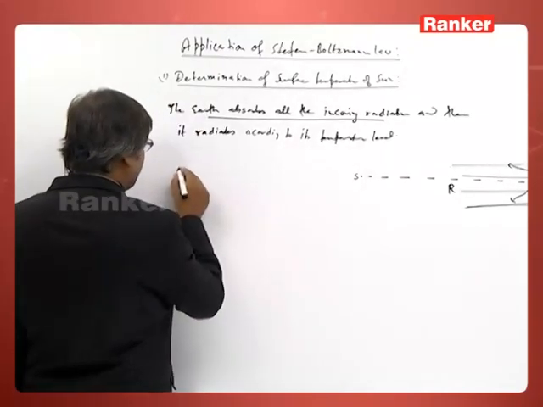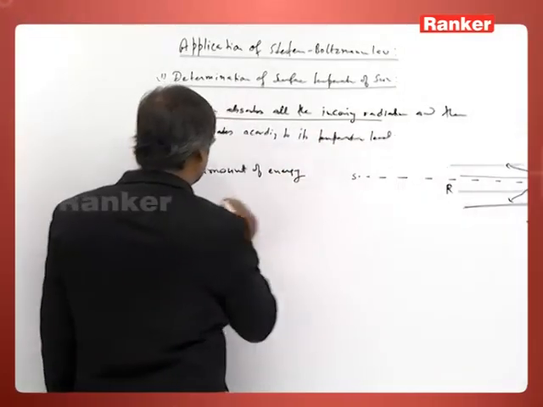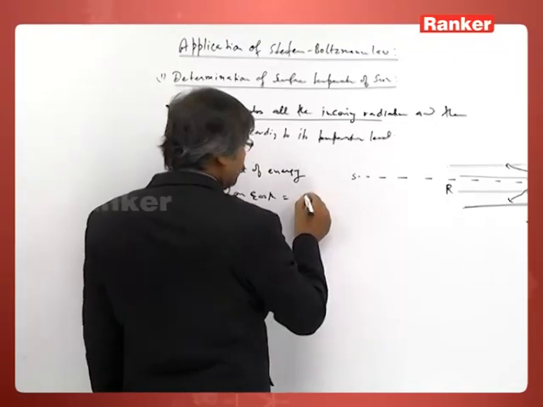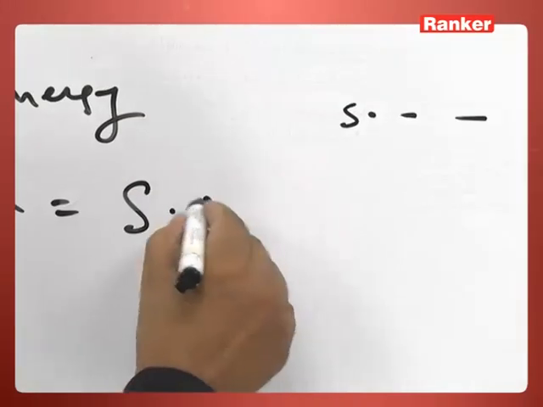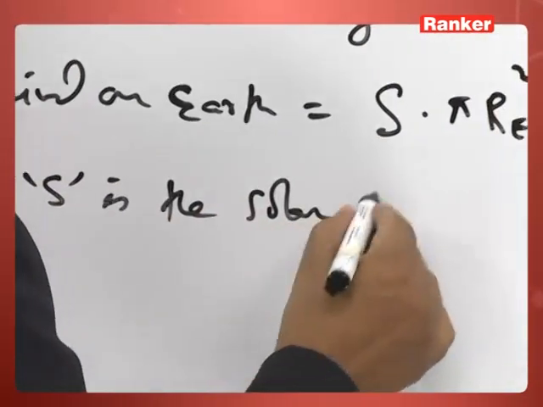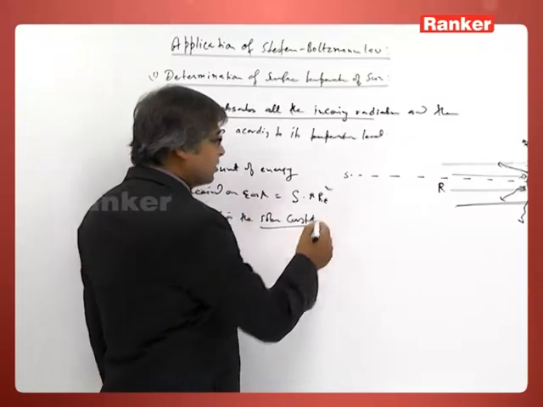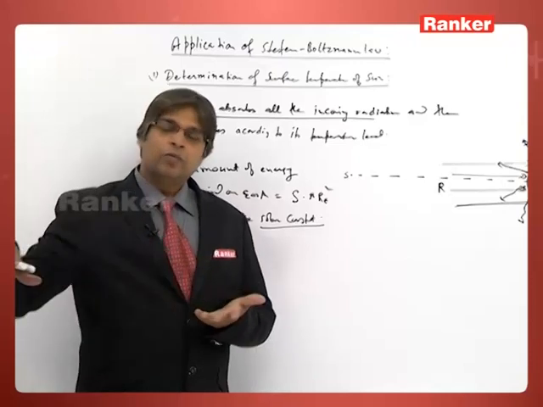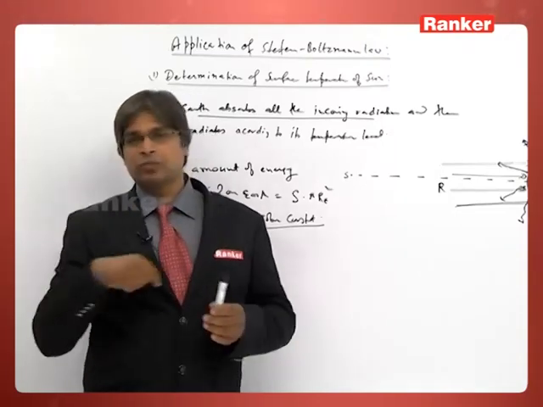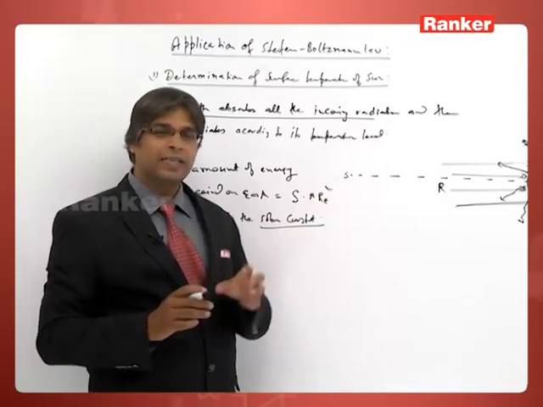So, the amount of energy received on earth is equal to solar constant S into pi radius of earth whole square, where S is the solar constant, that is nearly 1.4 kilowatt per meter square. So, what is solar constant? It is the amount of solar radiation energy per meter square on the surface of earth at noon. That means when the sun is overhead, per meter square how much energy we are getting on earth is the solar constant. So, the total earth receives S into pi Re square of energy per unit time.